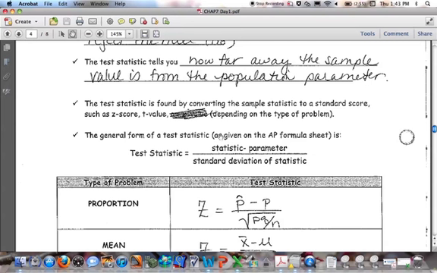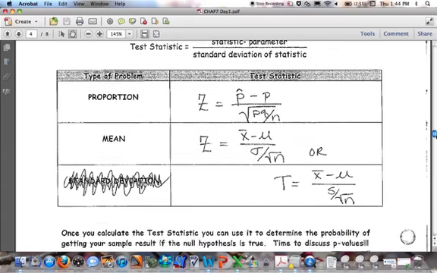The general form of the test statistic is going to be the statistic minus the parameter divided by the standard deviation of the statistic. So we're going to have three things just like we did last chapter. So we have proportion: z is equal to p hat minus p over the square root of p times q divided by n. I know last chapter we used p hat and q hat in the denominator. In this chapter we're using p and q because we actually believe we know what the population proportion is equal to. In last chapter we were trying to estimate it.